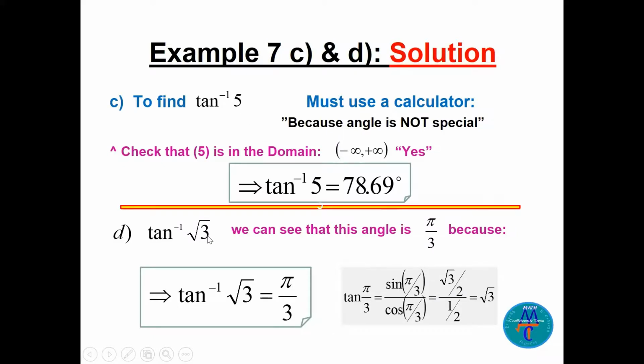Now tan inverse of square root of 3, that's a special angle. It will be pi over 3.